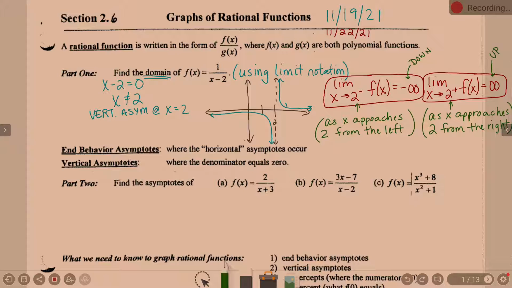Okay, so that was all about domain and relates to vertical asymptotes, which if you look right down below here, we talked about right here, vertical asymptotes where the denominator equals 0. We did that up there, and we're getting ready to do it down here in the next part too. But before we move on from this problem, we're also going to talk about end behavior asymptotes a little bit. Anytime you hear me talk about end behavior asymptotes, really what I'm referring to are horizontal asymptotes.